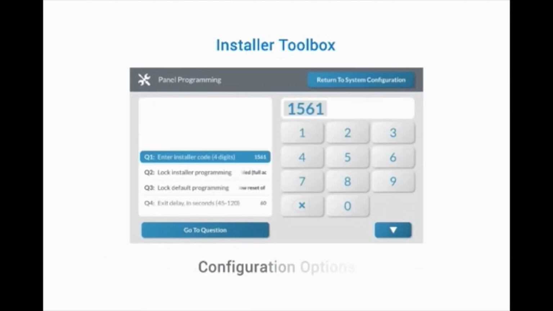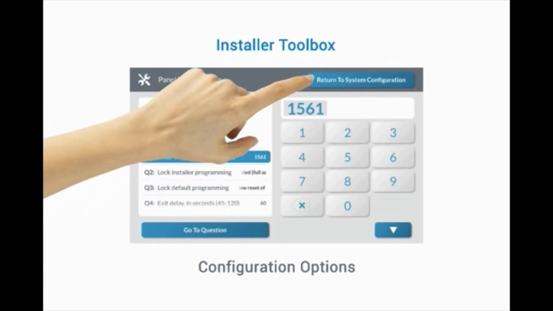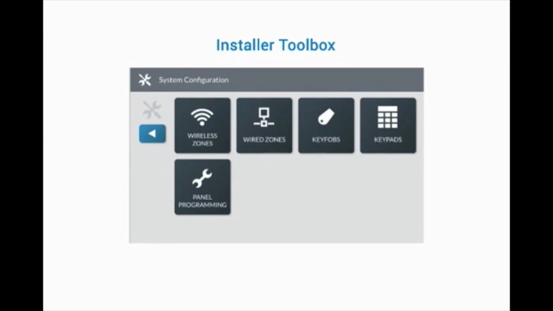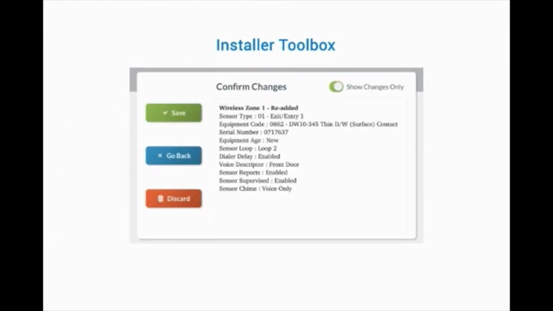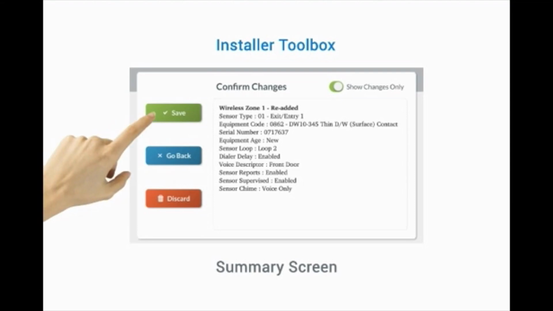There are multiple configuration options available under Panel Programming. The various options can be selected by pressing the Go To Question button and typing in the 2-digit question number, or by scrolling through the question numbers on the left. Once finished, press Return to System Configuration. When programming is complete, press the left arrow button. The summary screen will display all changes made. To save and exit, press the Save button.